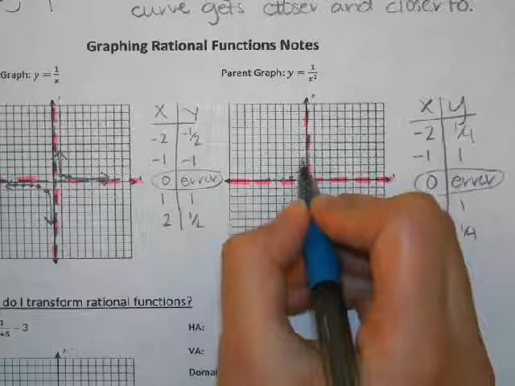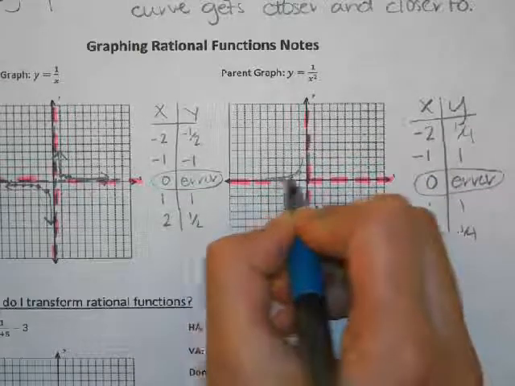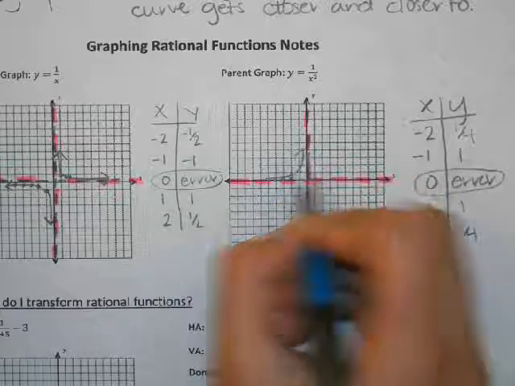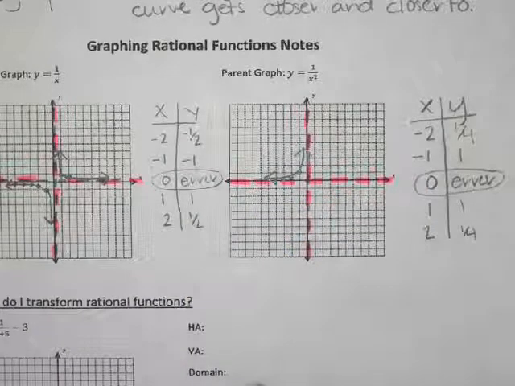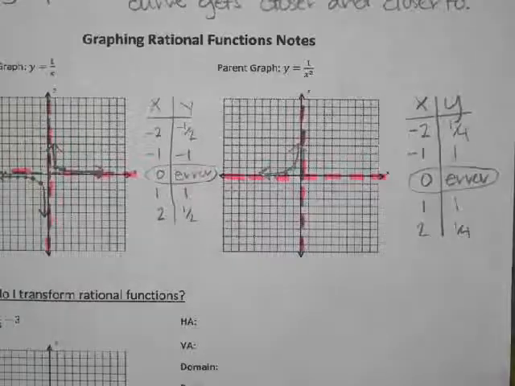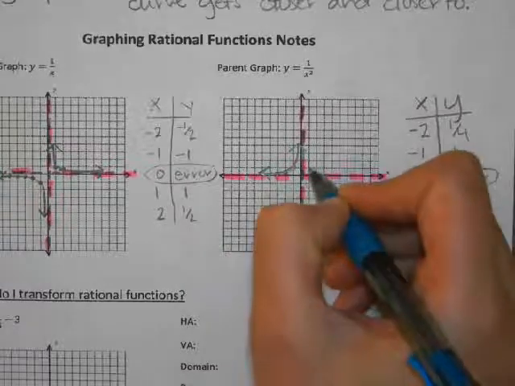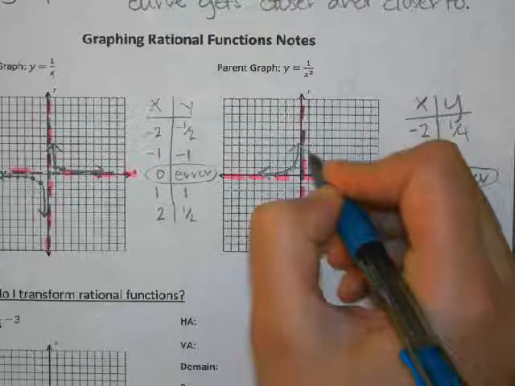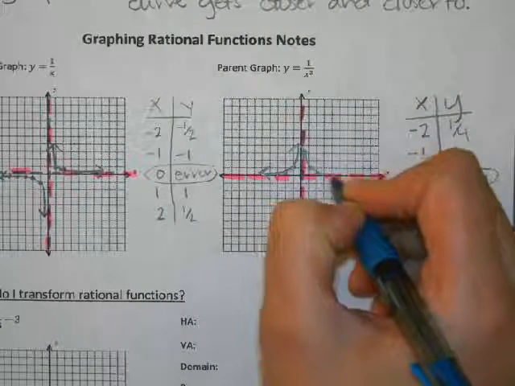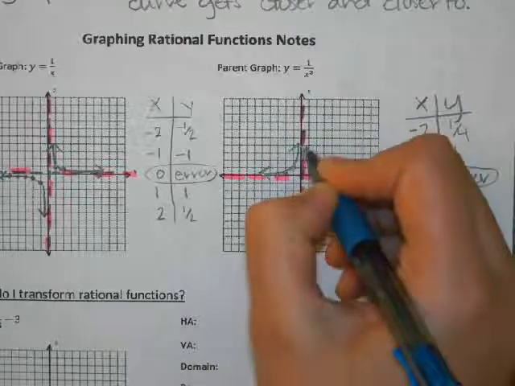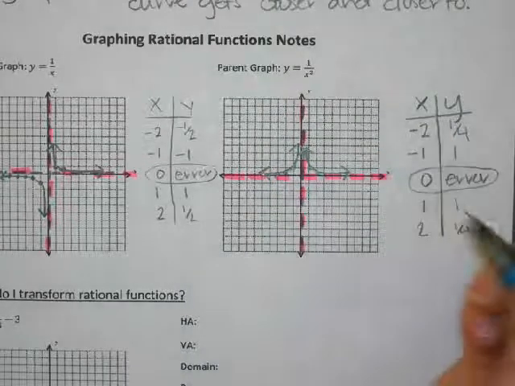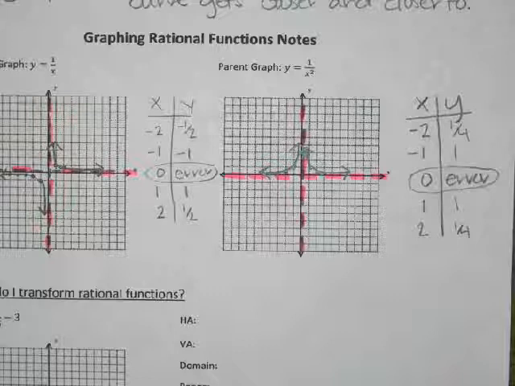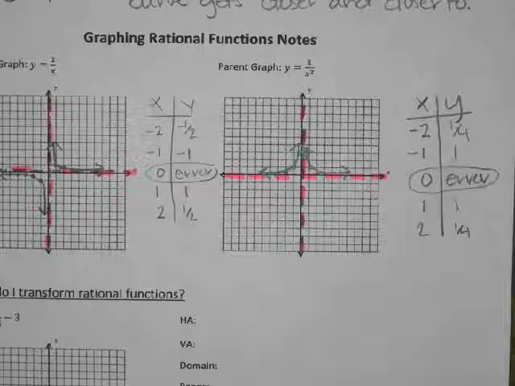So our left curve goes like this. All right, and then our right curve, we have 1, 1, and we have 2, 1/4, and this one looks the same. So if you notice in both of our pictures, our curve is hugging the asymptote. It's getting closer and closer and closer to it. So when you have graphs that have asymptotes, you want to make sure that your curve is getting closer to them. If your curve is not, you drew it wrong.